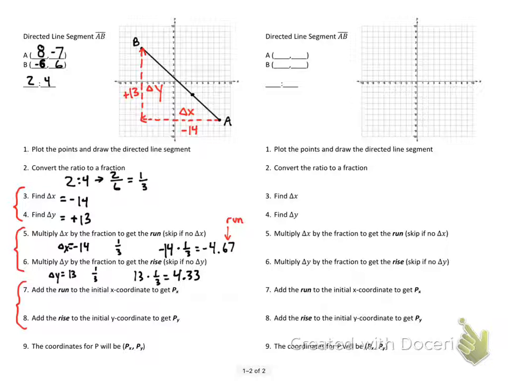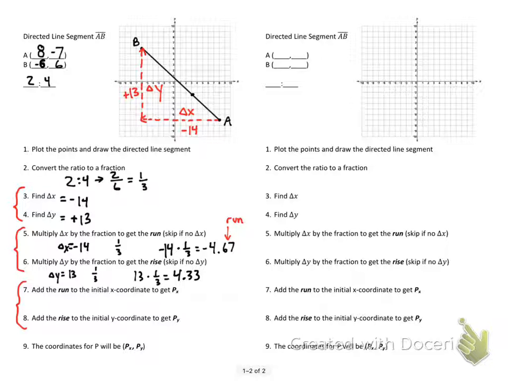All right, so again, just to interpret what's going on here, I don't want to go up 13 to get over to B. I want to get to my partition point, which is 1/3 of the way. So 1/3 of this total distance is 4.33. I don't want to go all the way to the left. I don't want to go all the way up. I only want to go 1/3 of each distance. So are these two steps making sense?